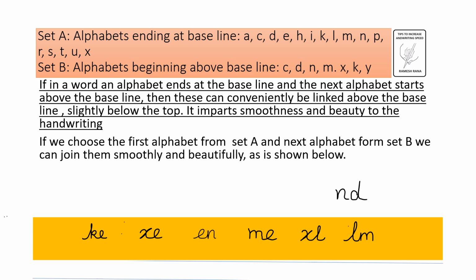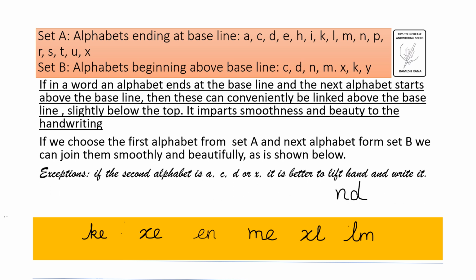But there are exceptions. For example, A cannot conveniently be connected to C, so A is written separately. After writing A, we do not try to link it, we write C, and so near to it that it looks as if they are connected. They are not linked. It's not continuous writing.